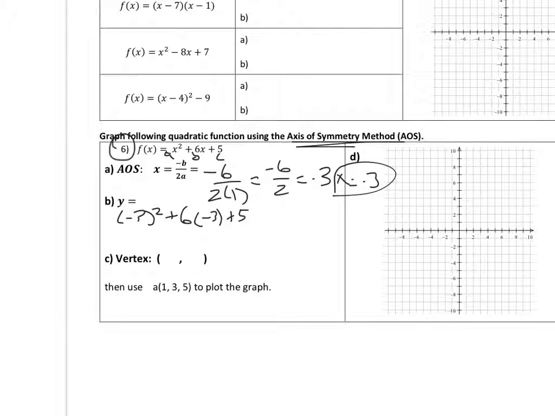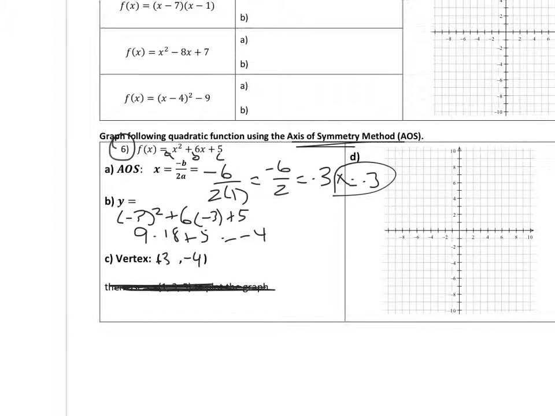Well, negative 3 times negative 3 is positive 9. Positive 6 times negative 3 is negative 18, and then plus 5. Well, 9 minus 18 is negative 9, plus 5 is a negative 4. So my x was the negative 3 that you found in the beginning, and then my y is this negative 4 that you just calculated.